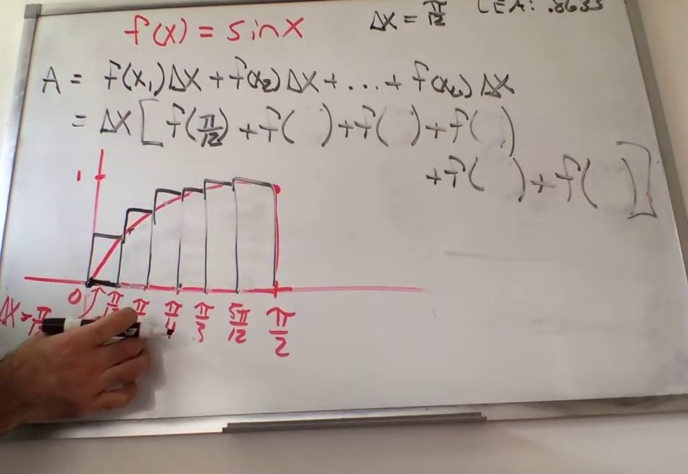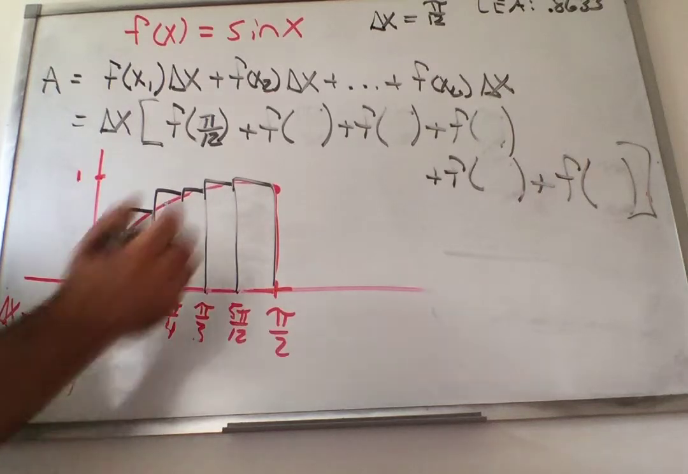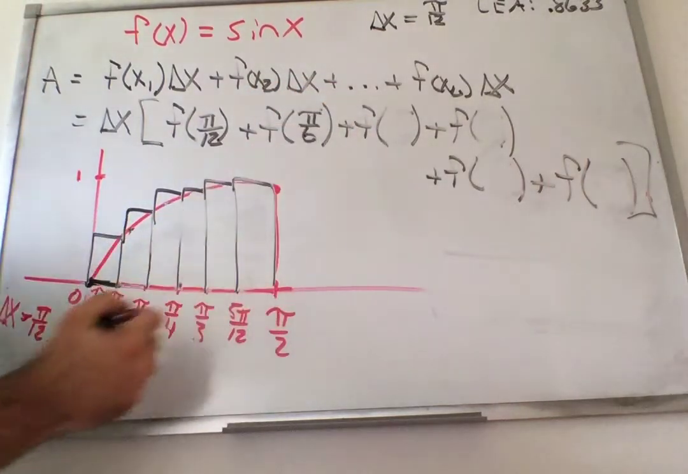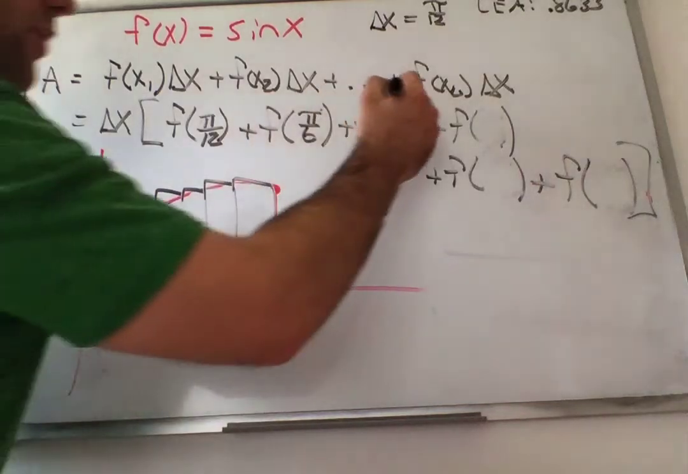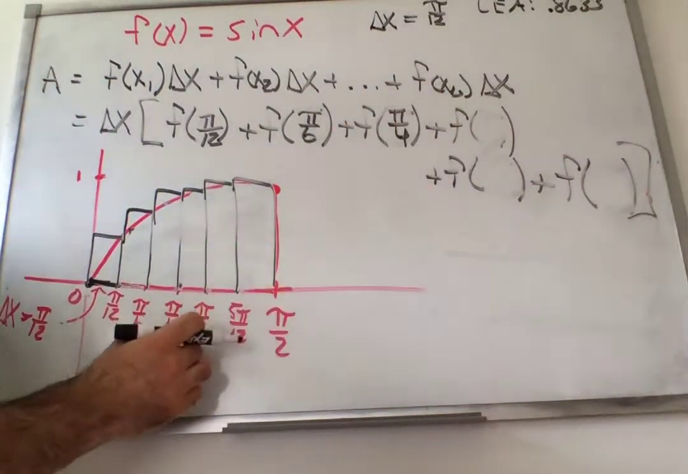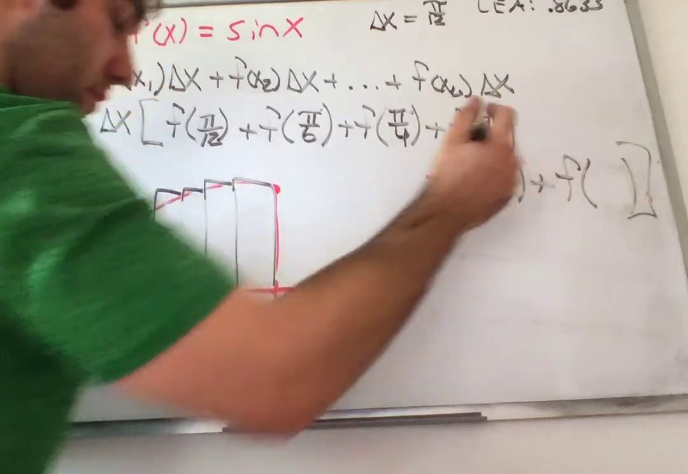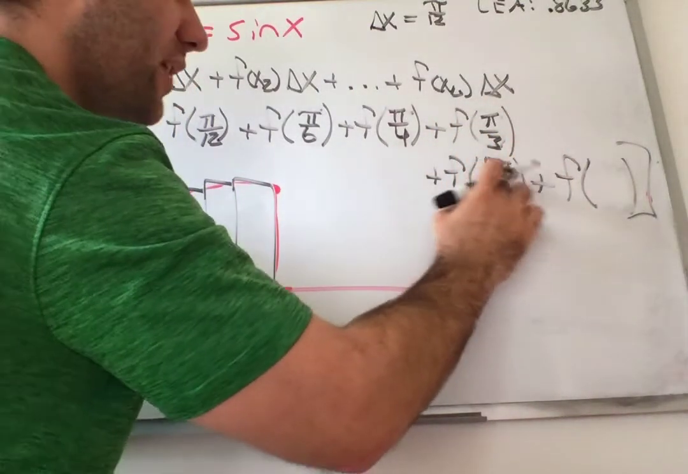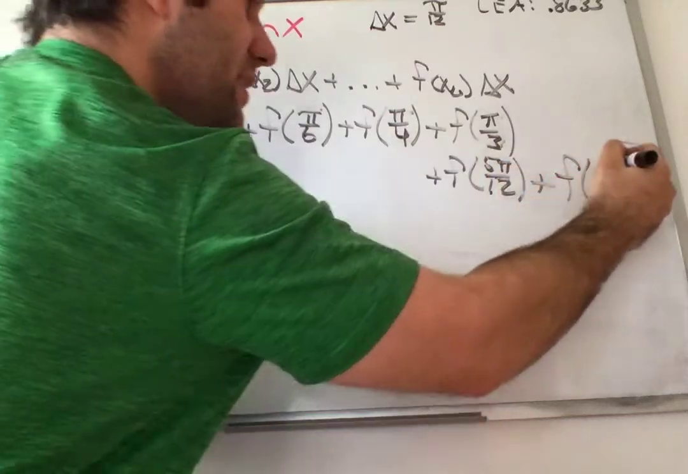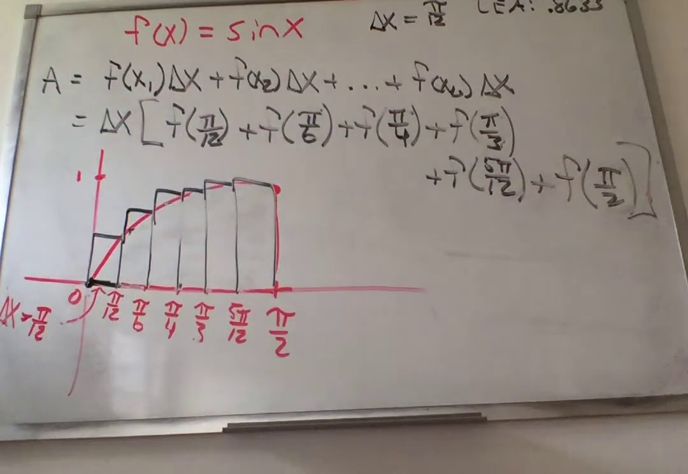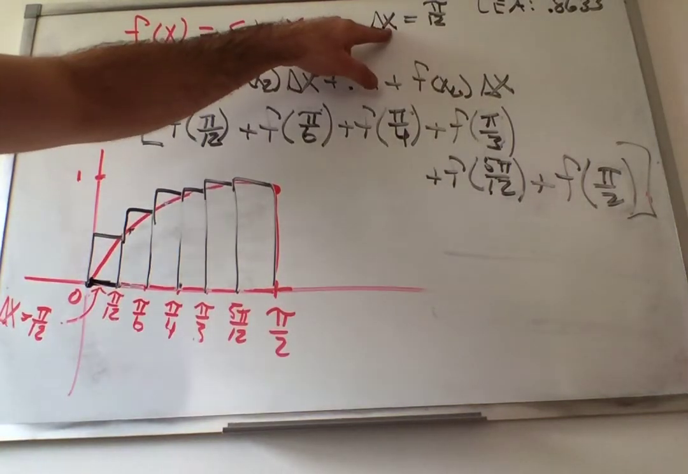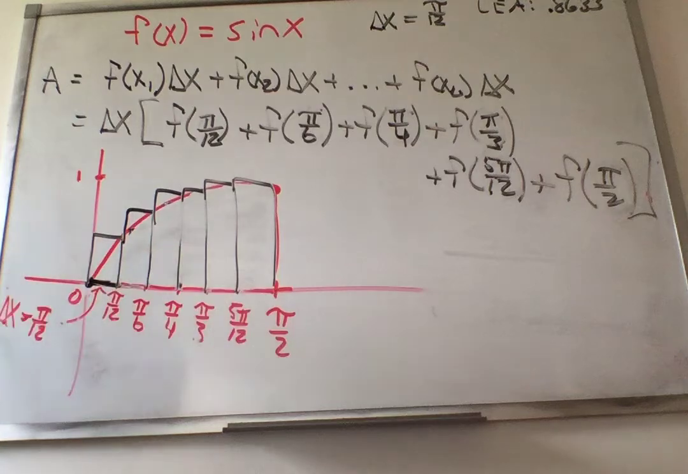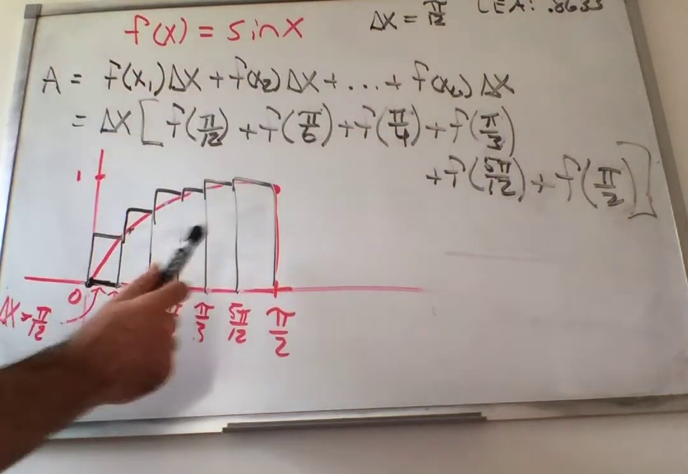Then out of these two, we choose the right endpoint, which is pi over 6. We choose pi over 4. Then pi over 3, then 5 pi over 12, and lastly, pi over 2. The delta x stayed the same. We're still going from 0 to pi over 2. We're still doing it with 6 rectangles, so this didn't change.